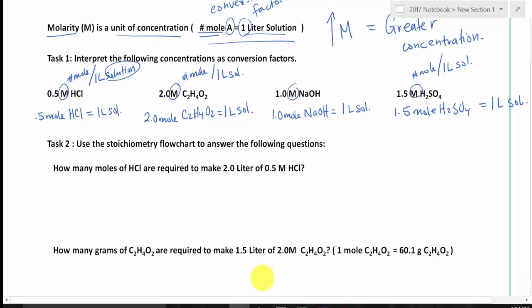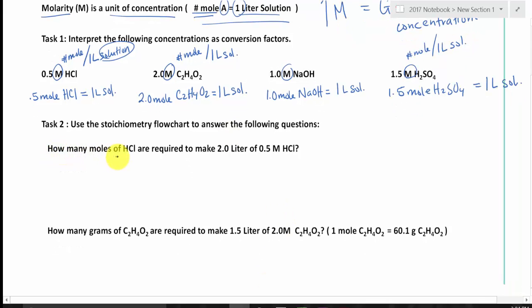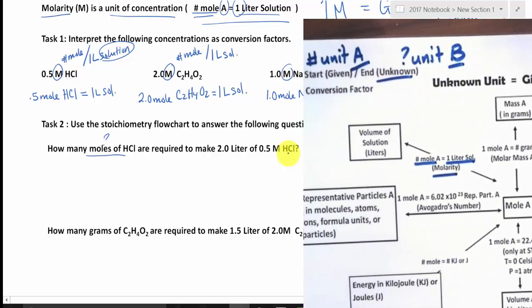Now let's learn how to apply this conversion factor of molarity in stoichiometry. How many moles of HCl, so asking how many moles, that would be our unknown right there, are required to make 2.0 liter of 0.5 molarity of HCl. Whoa, this is getting more interesting, isn't it? So if we look at our flow chart, this is our given, but then right here, this is where the puzzle is going to be.